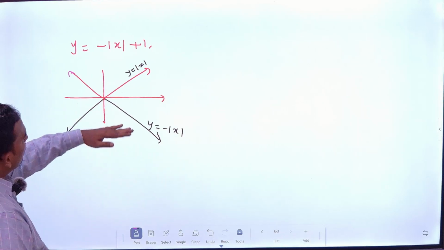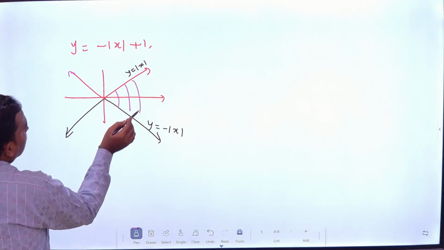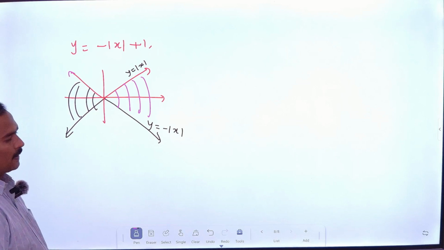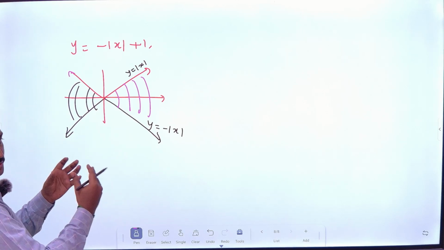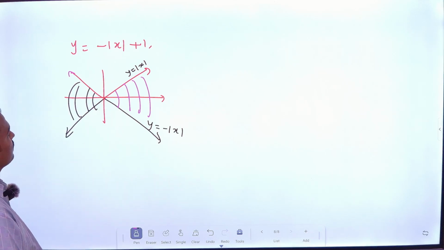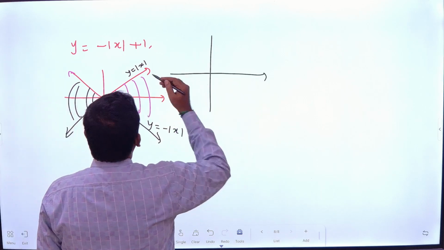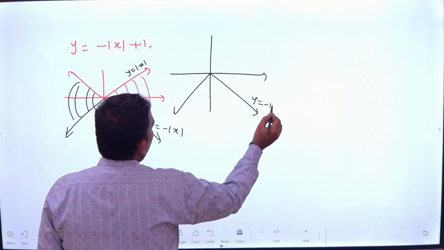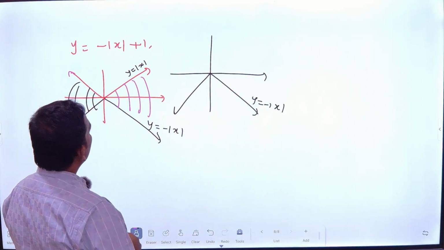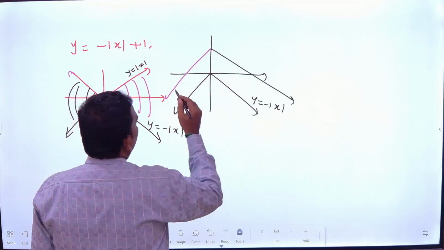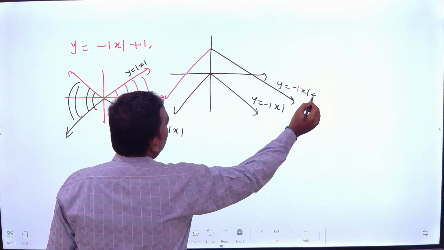Understood? This is symmetrical about the x-axis, right? That means your f of x you are converting into minus f of x. It's symmetrical about the x-axis. Then we got y is equal to minus mod x curve. Then how to draw minus mod x plus 1? Just shift 1 unit up, that's it. Y is equal to minus mod x plus 1.